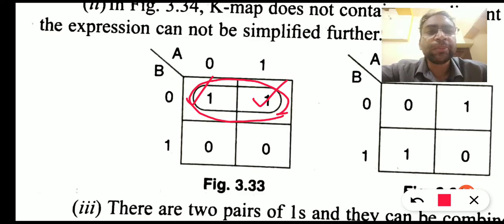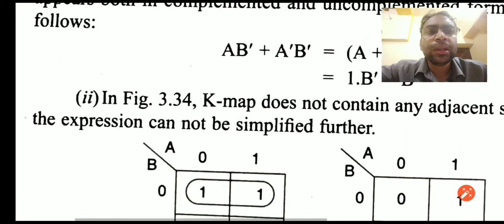How can this loop be represented? If you can see, in the A's column we have this as A bar and this as A. So this will become A plus A bar and will vanish. On the other hand, we have only this B bar. So the resultant expression for this will be B bar only. Right? Let's consider another example.